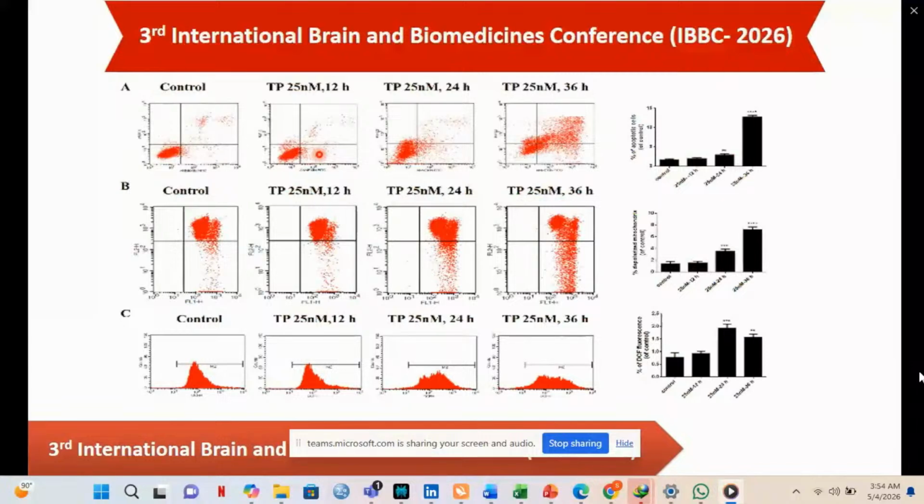Similarly, mitochondrial depolarization also increases as we increase the time. And you can also see that there is an increase in ROS production. Here are the Western blot results. You can see that 0 hours, 3 hours, 6 hours, 12 hours and 18 hours show that the dose of triptolide is 25 nanomolar.